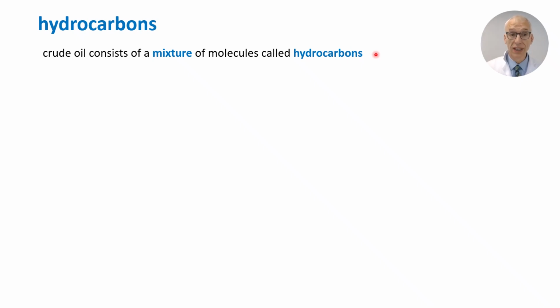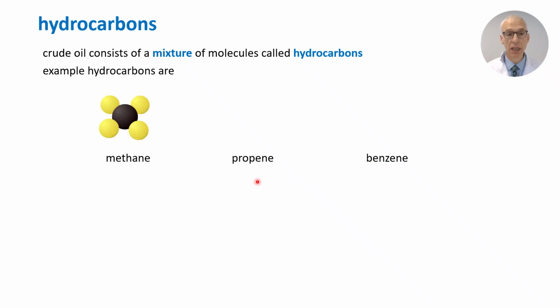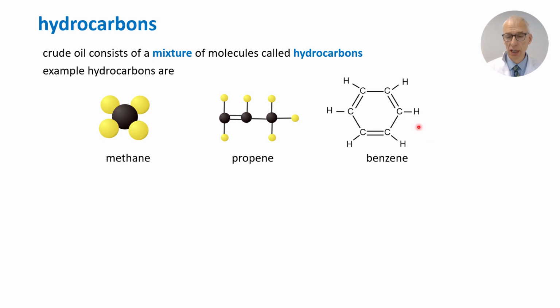So crude oil is a mixture of molecules called hydrocarbons. So here are some examples: methane, propene, benzene. Carbon, the black atom, hydrogen, the yellow atom. Again, black and yellow for carbon and hydrogen, different representations, or we can see a benzene structure with element symbols.